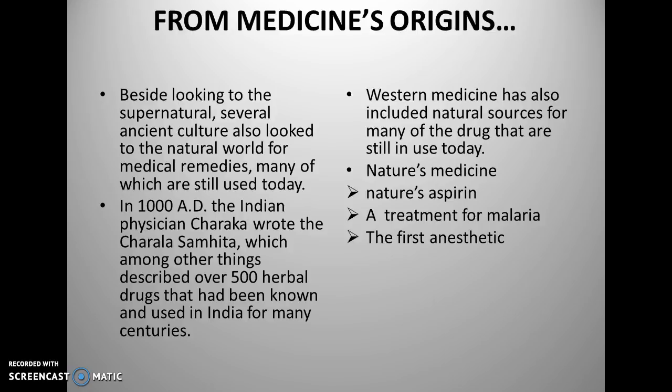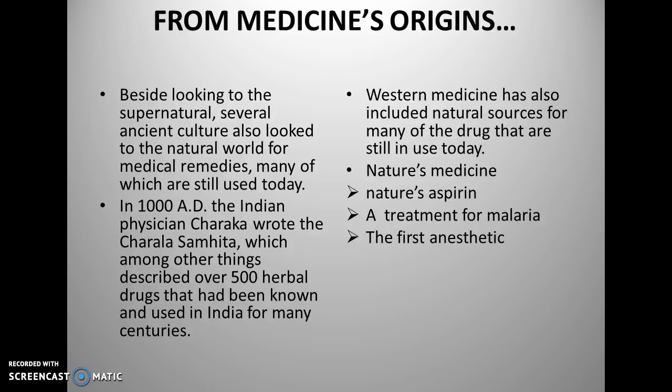Another important thing is nature's medicine. For example, there's the natural aspirin that was found within the Greek area that allowed for the treatment of what we call headaches. So besides looking to the supernatural, many ancient cultures began to look to the natural world for many medical remedies. And some of these remedies are still used today.